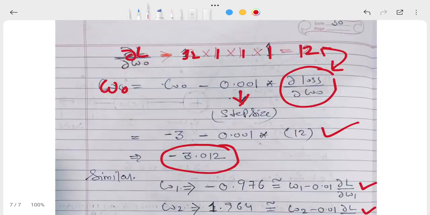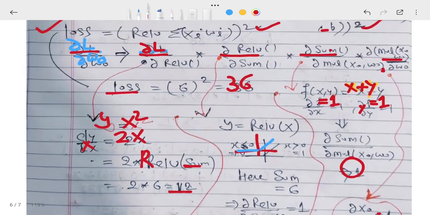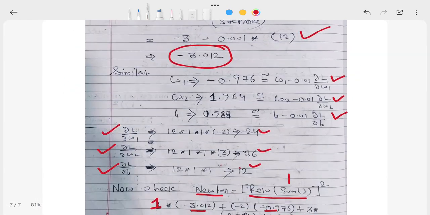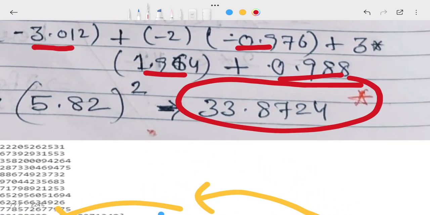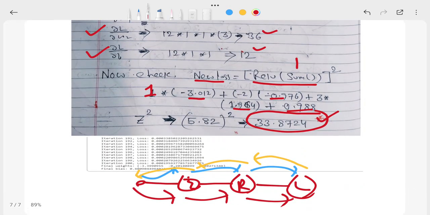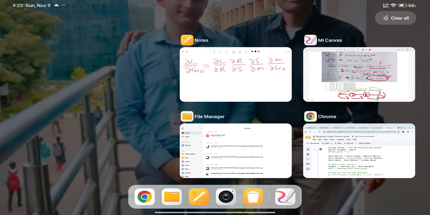Before, the loss was 36. You can see the loss was 36. Now after this backward pass, I found the forward pass again, and after the forward pass I got my loss as 33.87. If you see the program, I got the same. I will show you. Up to this, if you understand, now I will show the program.